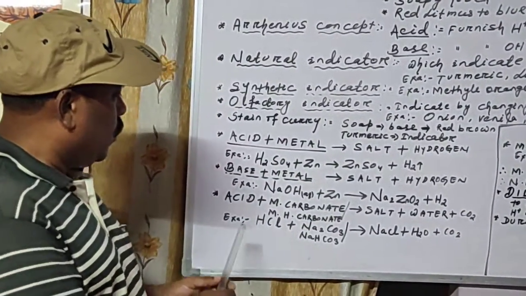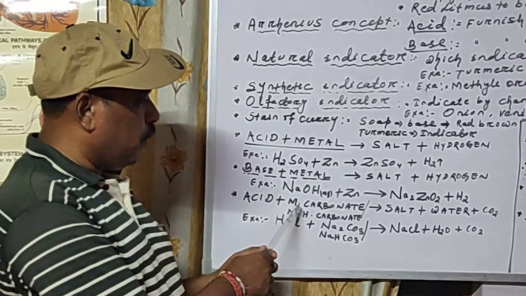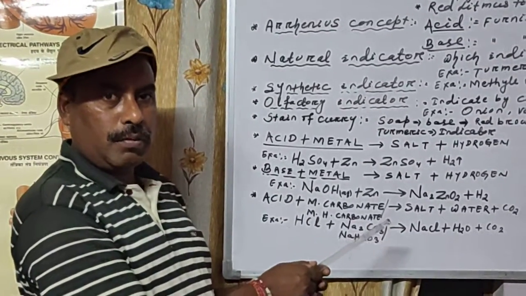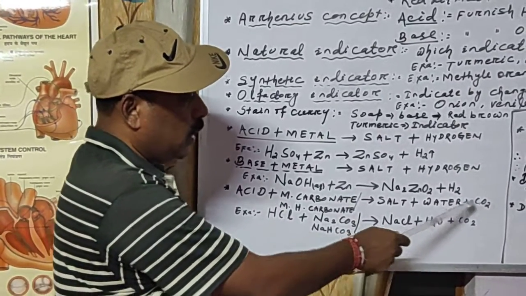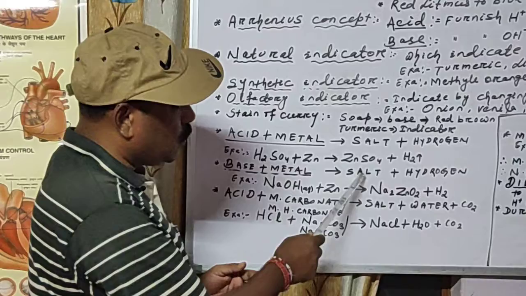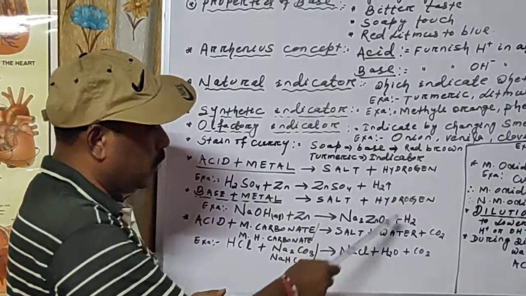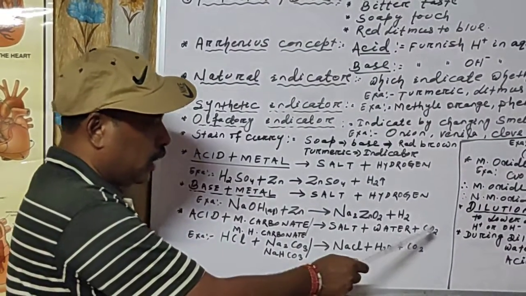Now what happens when acid reacts with metal carbonate? Metal carbonate, then it will form the salt, water and carbon dioxide. Here also salt, but not hydrogen; here it is salt, water and carbon dioxide.